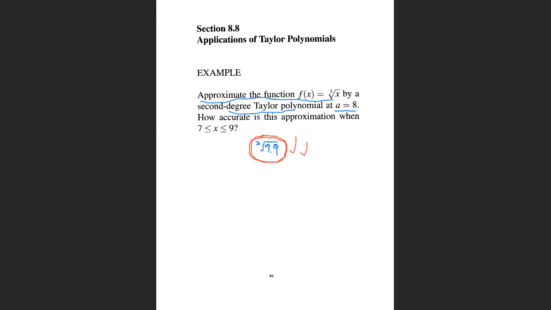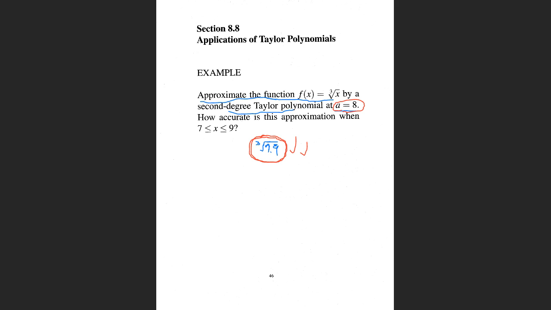Now, let me ask you this. We're going to use a second degree Taylor polynomial about a equals 8. Why are they picking a equals 8? Why not pick a equals 5? Why choose a equals 8? Why not choose a equals 9? Well, 8 is between 7 and 9.